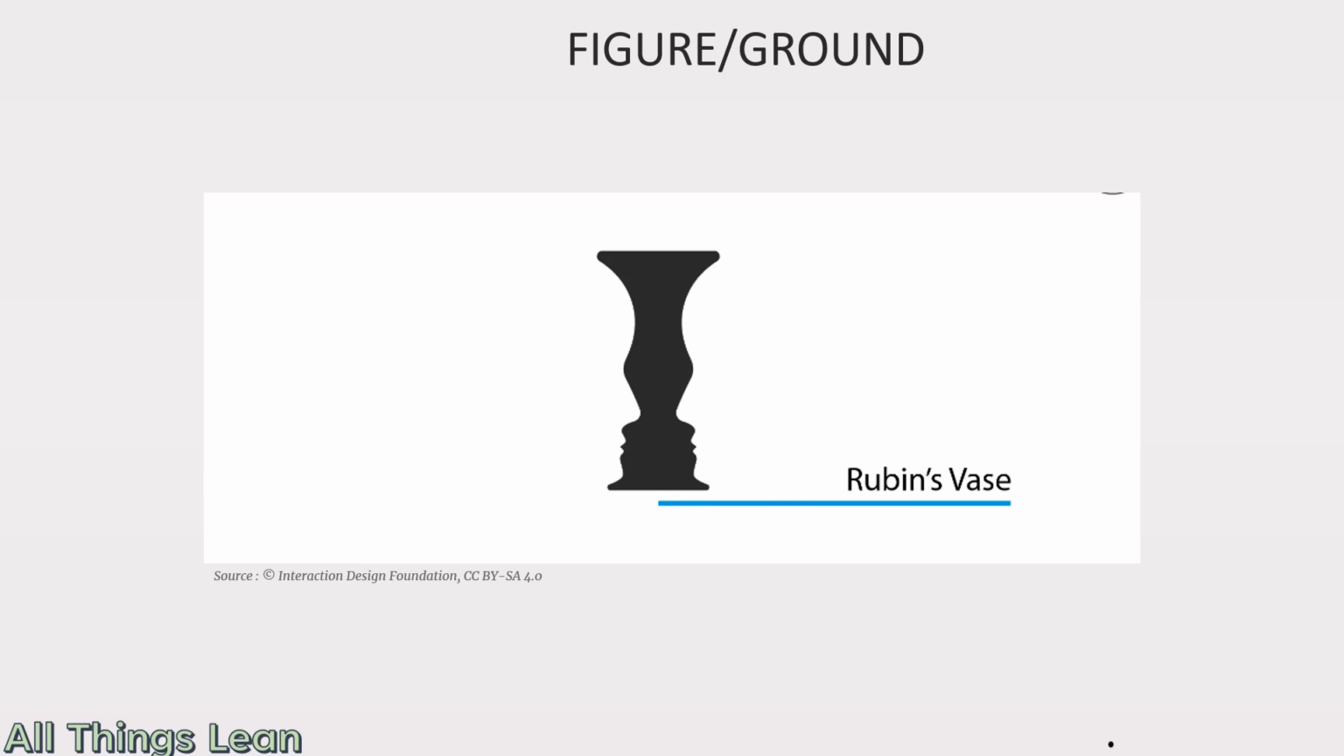Figure or ground and multistability are sometimes confused to be the same. However, there is a slight difference. In most cases, background and foreground are stable. But in some cases, such as optical illusions of Rubens' vase, it can contribute to multistability. Rubens' vase is a classical illustration that demonstrates the principle of figure and ground and multistability. If you consider a white background, you can see a black vase in the foreground. And if you consider a black background color, you will see two faces looking at each other.